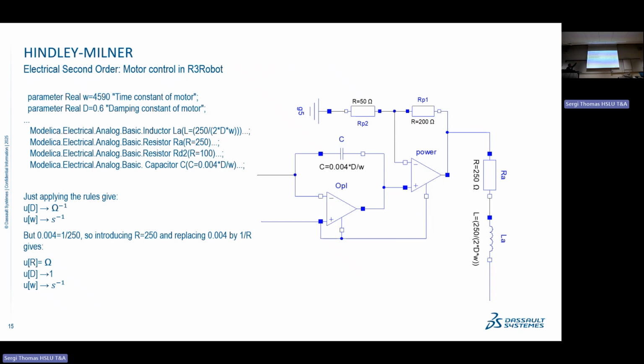Don't write real omega time constant of motor. Write that it is an angular frequency. It's much better, and it would be good if the Modelica Standard Library had something for declaring unit with unit 1 as well, for damping constants.